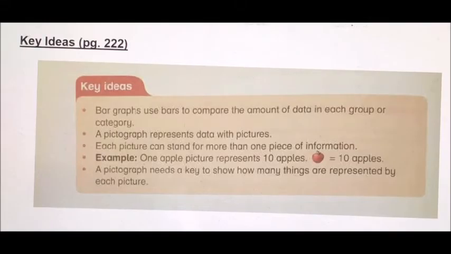At the bottom of the worksheet, you will have the key ideas on page 222. A bar graph uses bars to compare the amount of data in each group or category. A pictograph represents data with pictures. Each picture can stand for more than one piece of information. For example, one apple picture represents 10 apples. So 1 apple equals 10 apples. A pictograph needs a key to show how many things are represented by each picture.